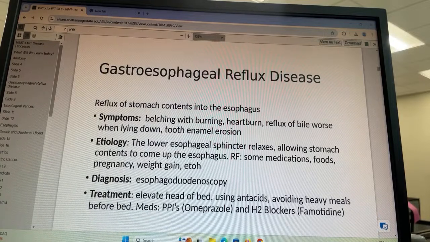Same thing with weight gain, and then alcohol as well is harmful and damaging to the stomach structures. How do you diagnose this? Well, there is something called an esophagoduodenoscopy.